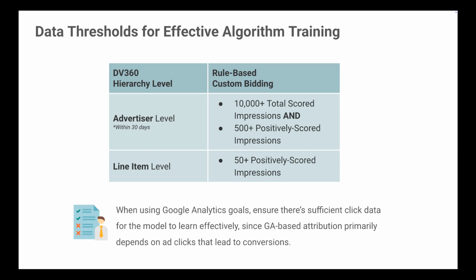One thing to note, when using Google Analytics events as goals. Since Google Analytics attribution is primarily based on ad clicks, the algorithm needs sufficient click data to learn and build its model. Consequently, if your campaign strategy isn't designed to generate clicks, a floodlight-based goal is the better choice.